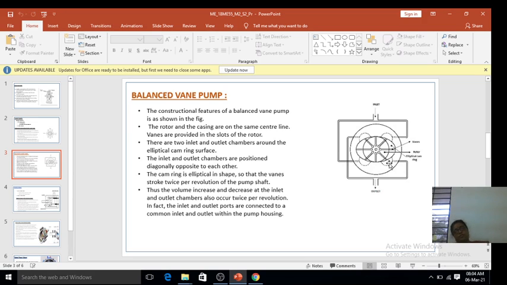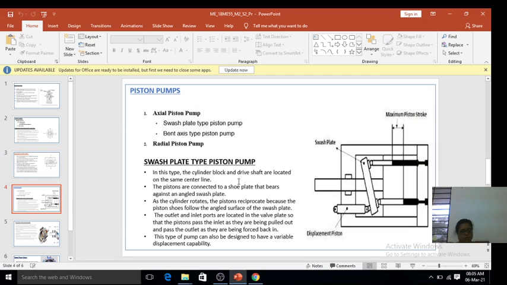Similarly, the pressure of the fluid entering the vanes through inlet 2 should be equalized with the outlet pressure which goes out through outlet port 2. Thereby, the pressure of the flowing fluid in the inlet will be balanced with the outlet pressure. Hence the name balanced vane pump. Let's go to the piston pump.